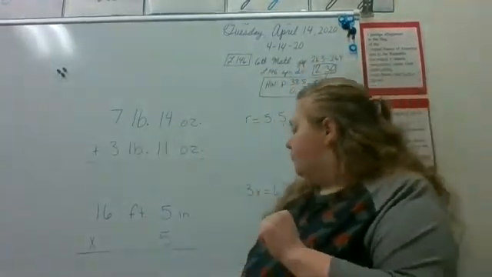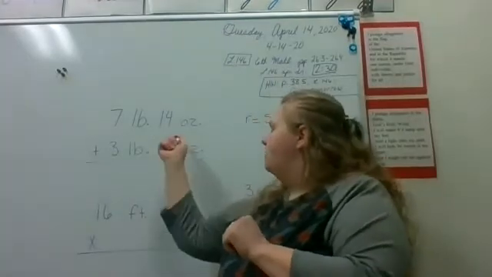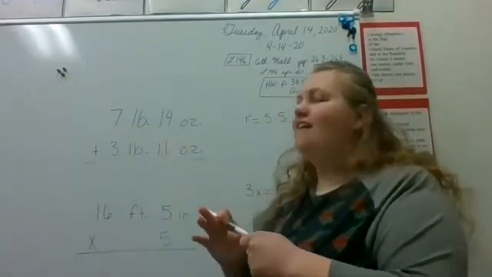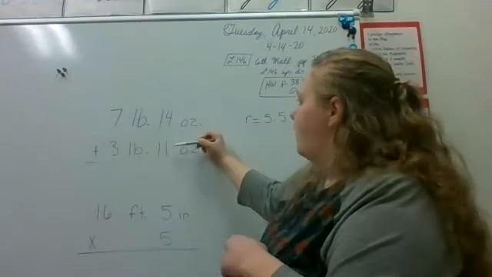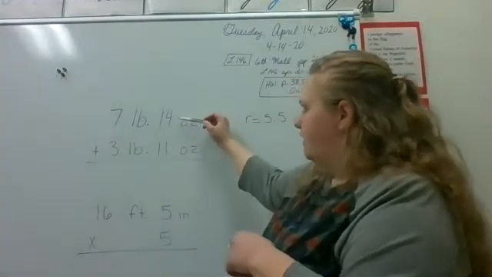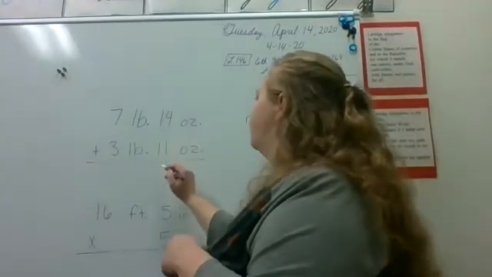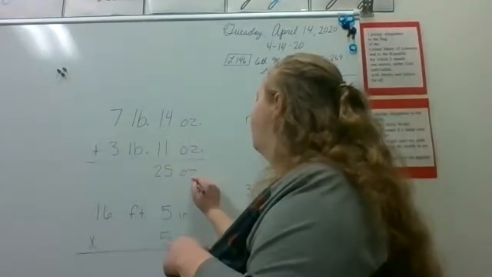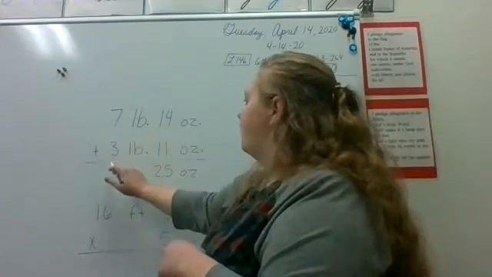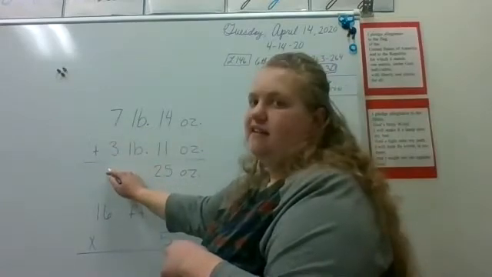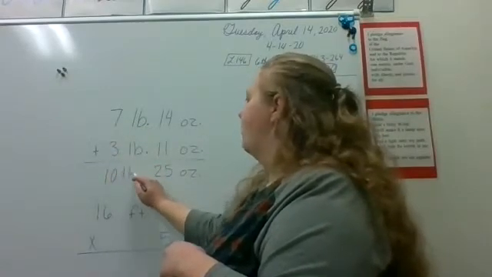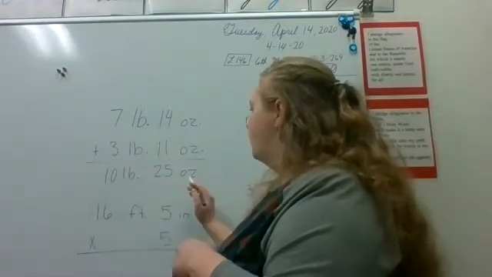All right, we start over here. We're going to add some measurements, okay? 14 plus 11. We start right there, right? So 4 plus 1 is 5. 1 plus 1 is 2, 25 ounces, okay? 7 plus 3 is 10 pounds. Very good, all right. Now, how many ounces are in a pound?